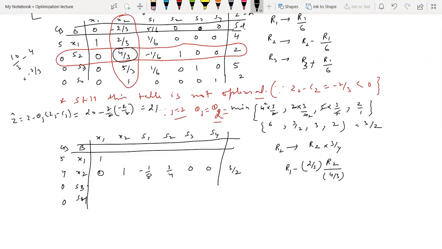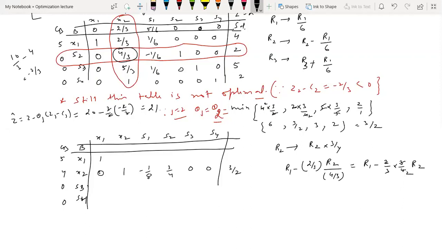You understand? Once you divide this by 4 by 3, this element will become 1, but you want 2 by 3 in order to make this 0. So you multiply with 2 by 3, so this entry will become 2 by 3, and then you subtract it from row 1. That's what we are doing. On simplifying, we get row 1 minus 2 by 3 into 3 by 4 times row 2. So you cancel this out, and this is 1 by 2. So it is actually row 1 minus 1 by 2 times row 2. So you multiply this with 1 by 2 actually, so it will become 2 by 3, and then you subtract it. The formula comes from this way.